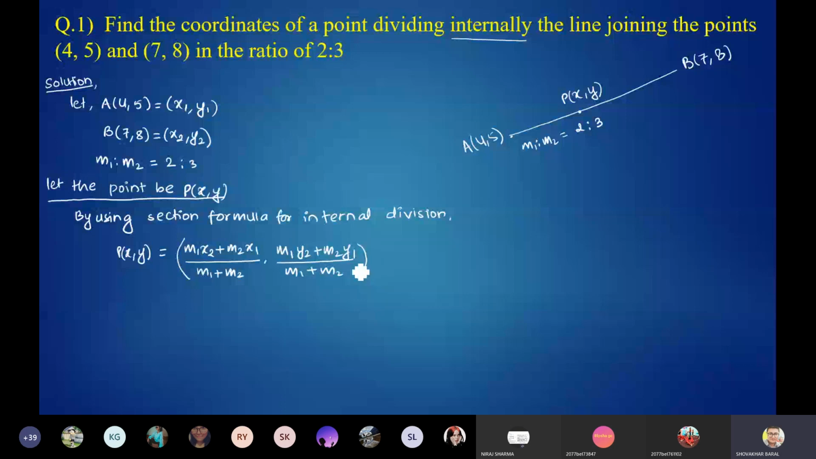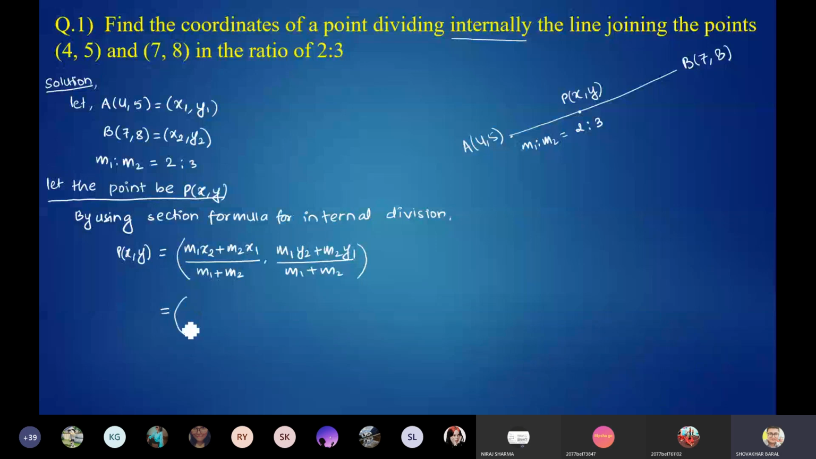If no one has written anything yet, look in the file there. I'll upload it after this class, and I have uploaded the video also. You can see it from there. M1 x2 plus M2 x1 by M1 plus M2, comma M1 y2 plus M2 y1 by M1 plus M2.